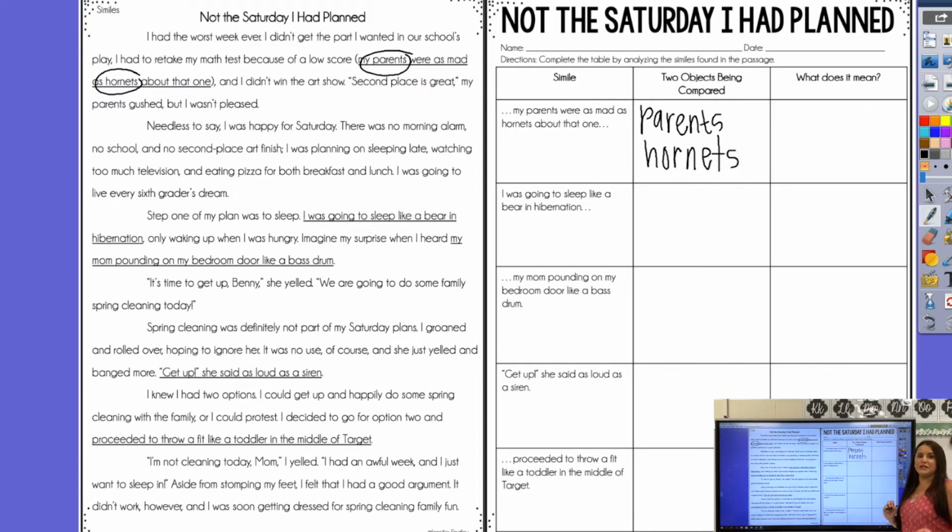And what does it really mean? Remember, you may not be writing the exact thing that I'm putting in the box. You may be coming up with your own example, okay? If you're struggling and this is kind of hard for you and you really can't figure out what mad as hornets means, or you don't really quite know how to put it in your own words, you can use what I'm writing as a guide, but make sure that you're really thinking about your own response and how to put it in your own words versus just copying what I'm writing word for word, okay? And this actually means that Benny's parents were extremely angry.